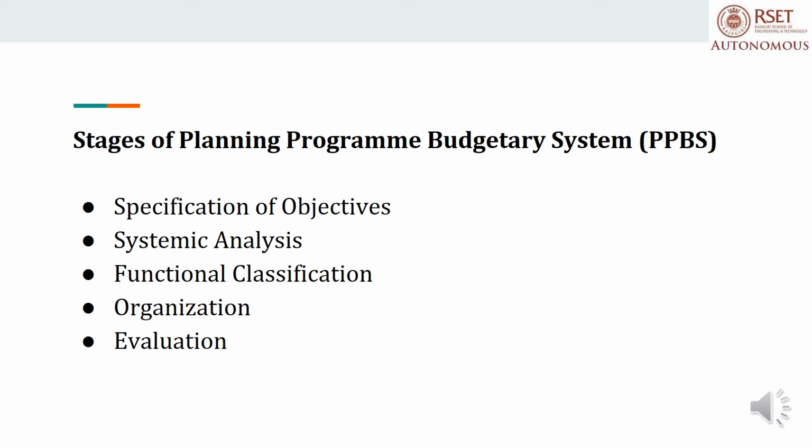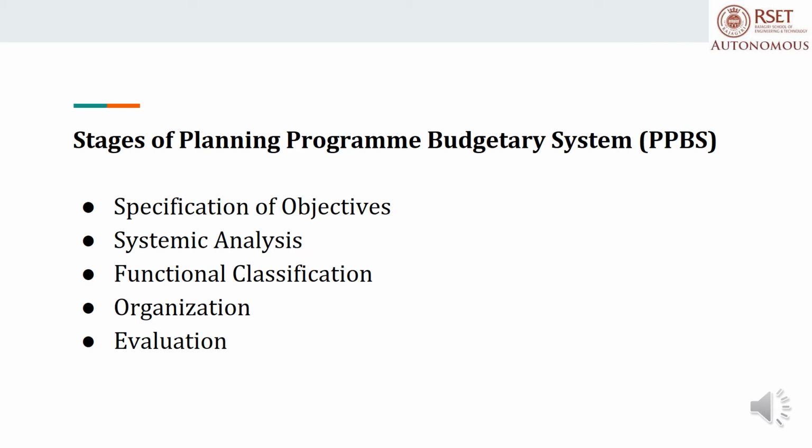Let us now look into the different stages of the Planning Program Budgetary System, or PPBS. The first stage is Specification of Objectives. Here, the objectives of the program are to be specified consistent with the long-term goals, in quantitative terms as far as possible. The second phase or stage is all about systemic analysis. Here, the possible alternative projects to achieve the program objectives are analyzed in a systematic way with the use of cost-benefit and cost-effectiveness analysis.